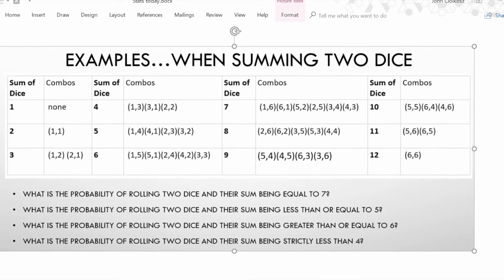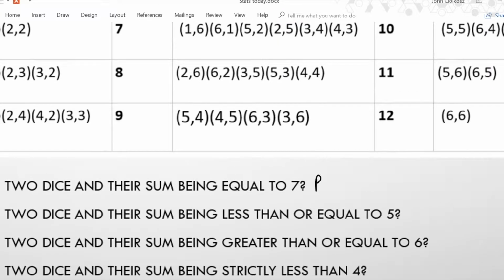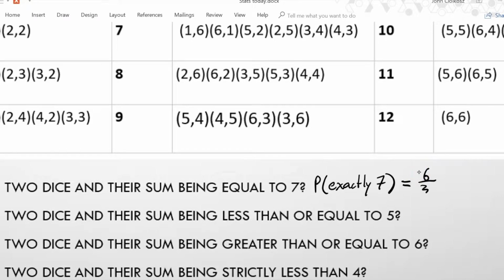But, bless you, we're just getting used to the wording here. So there's sum being equal to 7. Again, getting used to writing those statements. So we want the probability of exactly or equal to 7. And we said there's 6 different ways to do that. So the exactly or the equal to probabilities are the easiest ones. So there's 6 ways out of 36 possible ways.